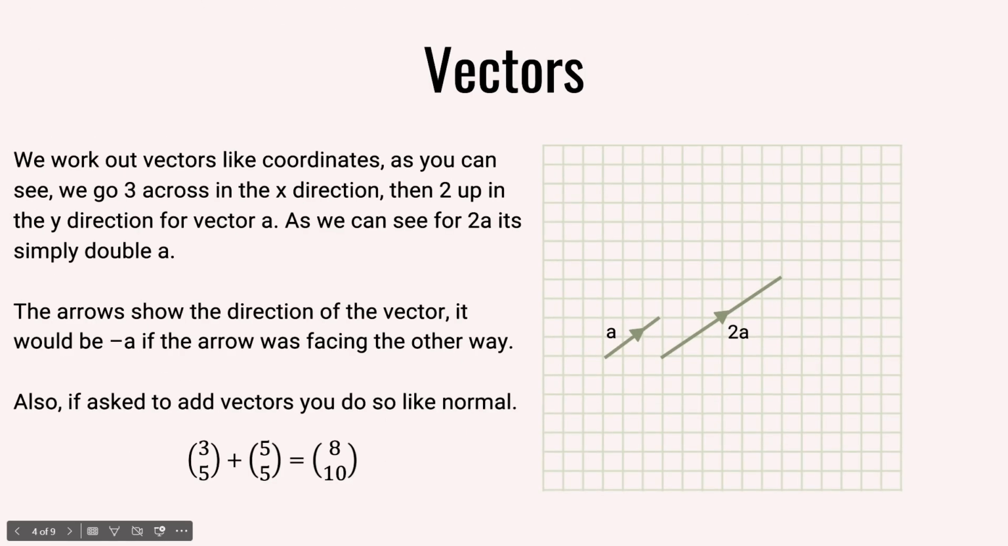So, we work out vectors like coordinates. As you can see, we go 3 across in the x direction, then 2 up in the y direction for vector a. Then as we can see for 2a, it's simply double a.